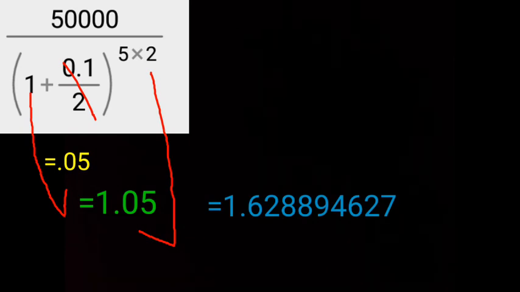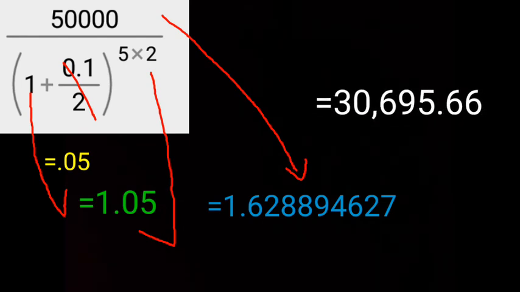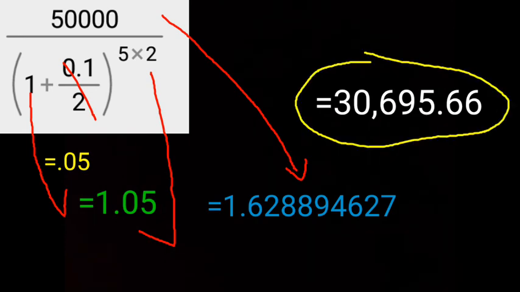1.628894627. Then divide 50,000 by 1.628894627, which is equal to 30,695.66.